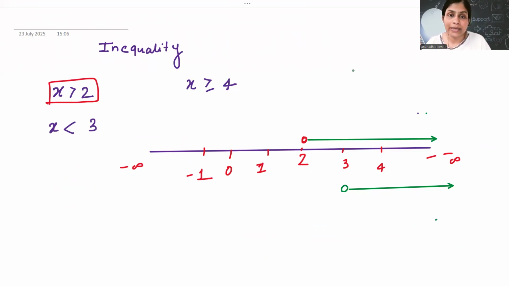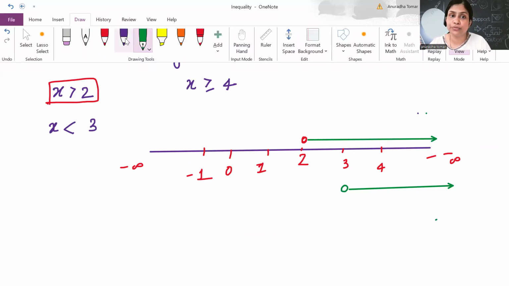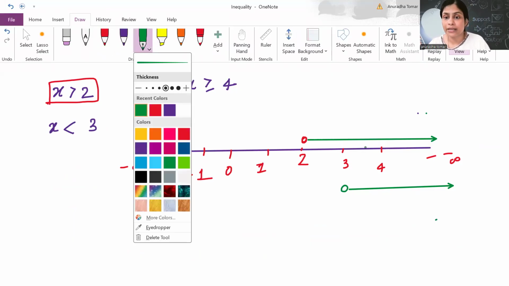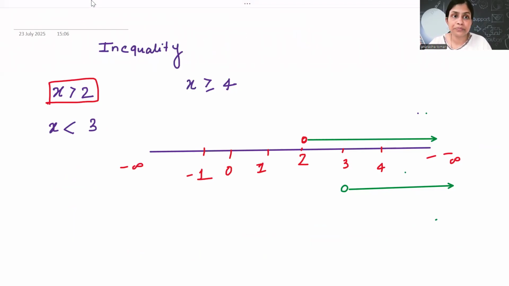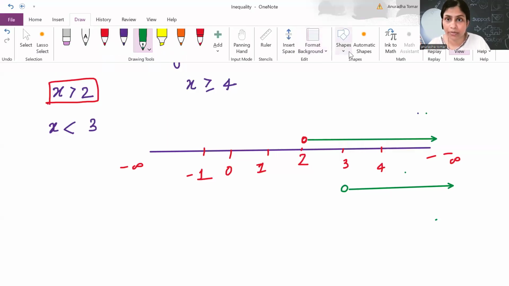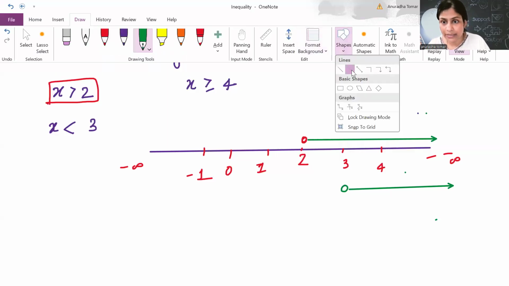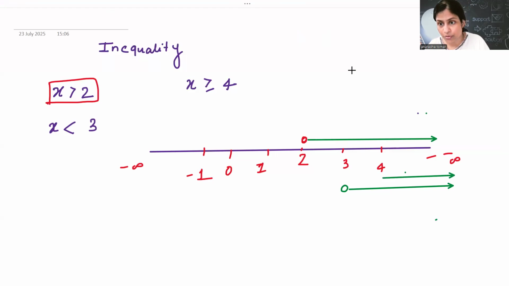Okay, now x greater than or equal to 4. If I say x greater than or equal to 4, then it has 4 also. So how do I represent on a number line? In that case, it will go from 4 to infinity. So here 4 is included. That's why that dark dot is there. That means 4 is also included in that solution. I hope this was understood.